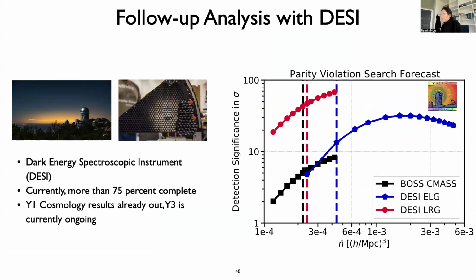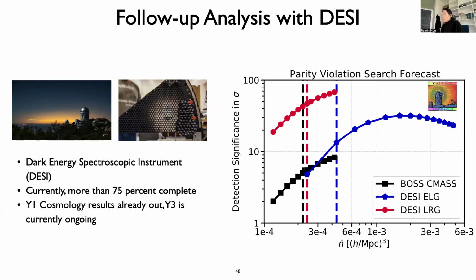DESI is a ground-based telescope located at Kitt Peak in Arizona. It also uses a fiber-fed system to collect spectra. In this picture, you can see the petal that holds the robot positioners for the fibers. Currently, DESI is more than 75% complete, and the year one cosmology results are becoming public by the time we have our discussion. I'm currently working on the parity analysis for the LRG sample. Year three has finished its data collection as well, so we can expect the BOSS-like result to be out very soon. For the year five result, here is a forecast for the detection significance.